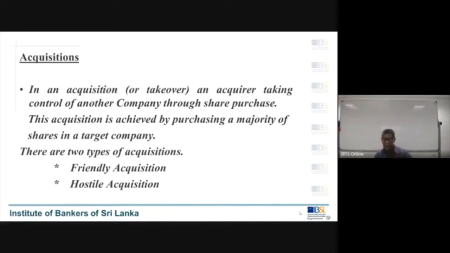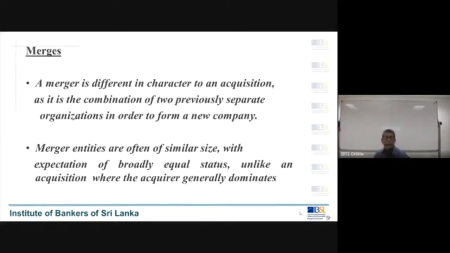That is a recent Sri Lankan case; there are a lot of acquisitions taking place in other countries, right? So what do you mean by merging? Merging is different in character to an acquisition. How does it differ? Acquisition means one organization is taken over by another organization. But when two organizations of equal size, with similar expectations, join together, we call that merging. That's the difference.